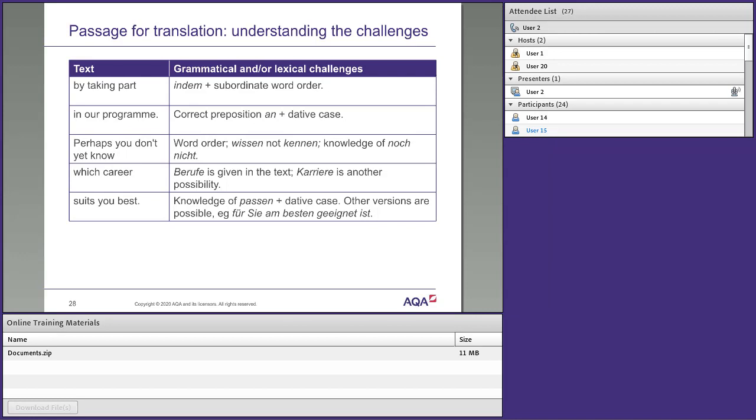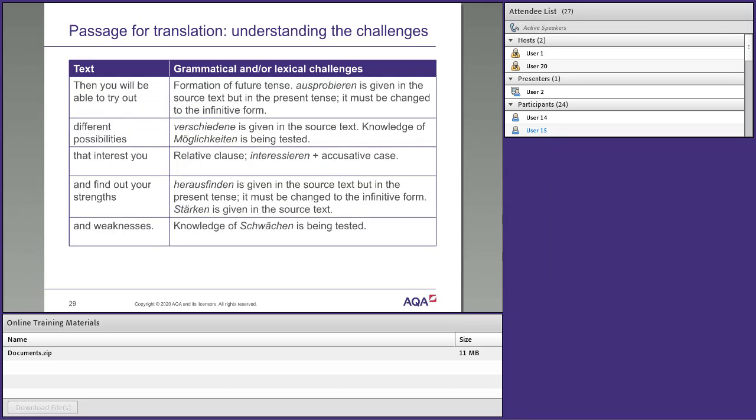Another one where you've got a choice of words with know, wissen or kennen. Do they know the difference? And then again, we'll see this a lot, how to use noch. Okay, in this case, noch nicht. Which career? That was given in the text, but obviously they have got other alternatives if they didn't spot that. And here again with suits you best, we've got another verb with a that's used with a particular case. So again, they have got to think and know those and recognize those.